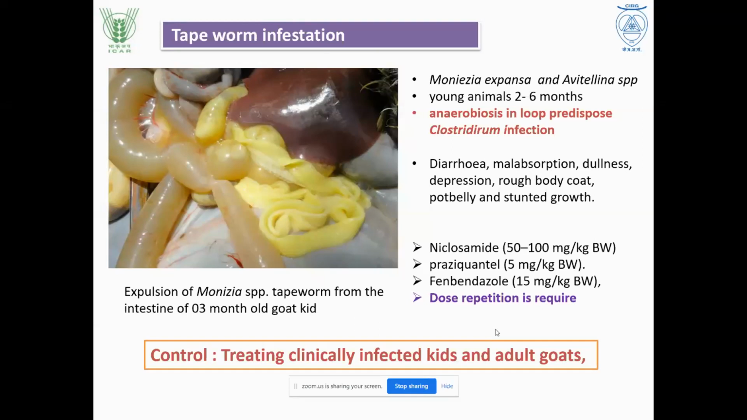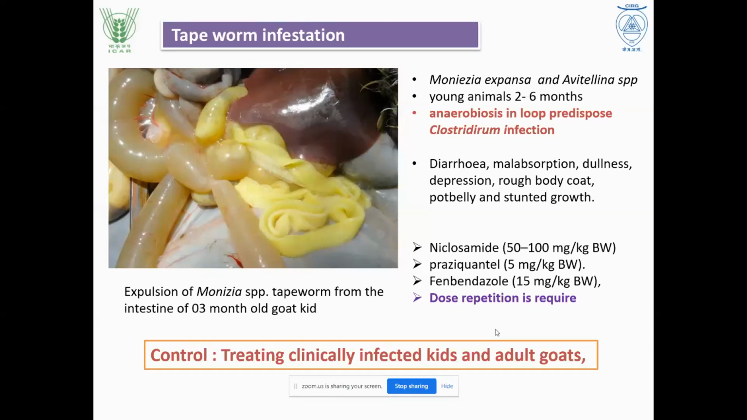The most important drugs commonly effective against tapeworm infections are niclosamide, 50 to 100 mg per kg body weight, which is a very unique drug that is not at all absorbed from the intestine. So whatever drug you give the animal is totally available to kill the parasites. A very safe medicine. The second is praziquantel, 5 mg per kg body weight, and fenbendazole is also very effective, but you have to give a repetitive dose.